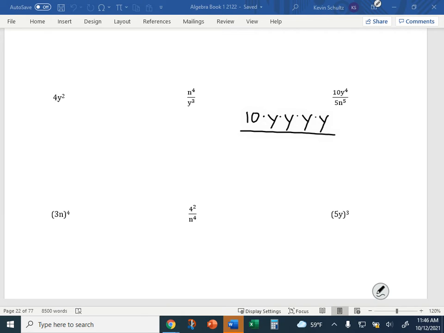5n to the fifth. How do I write that out in expanded form, though? 5 times n times n. Right. You just get that 1, 5, and then 5 n's all multiplied together. Okay. Now, your next task is to evaluate this when y is 3 and n is 2.